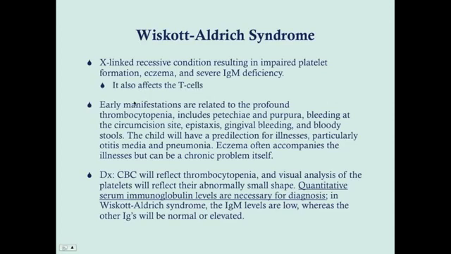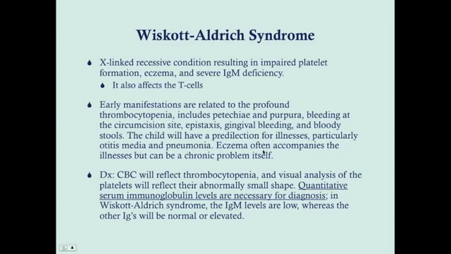The early manifestations are going to be related to the thrombocytopenia. So you'll see petechiae and purpura, you can see bleeding at the circumcision site, you can see epistaxis, surface bleeding, bloody stools. Then beyond that, the baby's also going to have a predilection for illnesses, and that's particularly going to be illnesses from the encapsulated bacteria. So strep pneumo is a big one. And so this baby will have a predilection for ear infections and pneumonia.